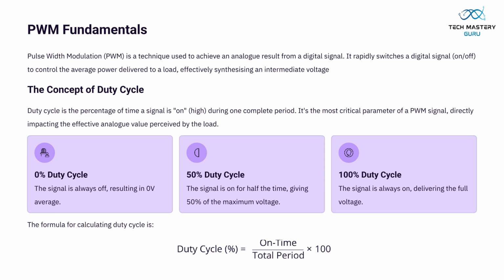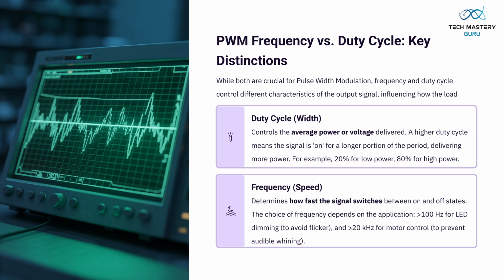Pulse width modulation, or PWM, achieves an analog result from a digital signal by rapidly switching it on and off. The concept of duty cycle is crucial, defining the percentage of time the signal is "on" during one period, directly impacting the effective analog value.